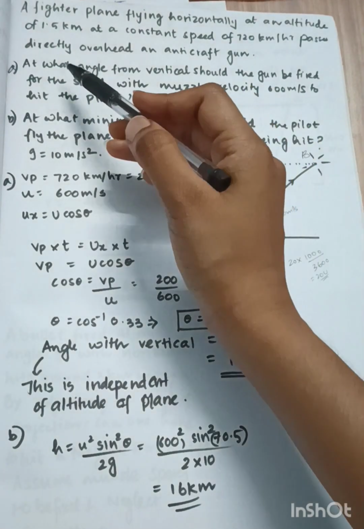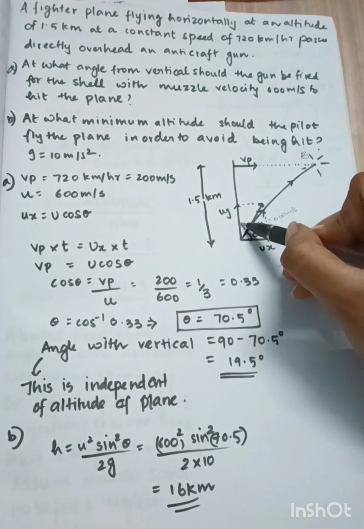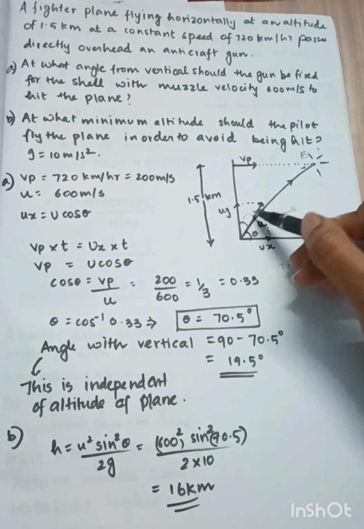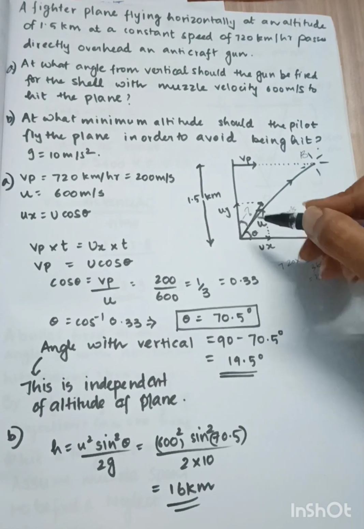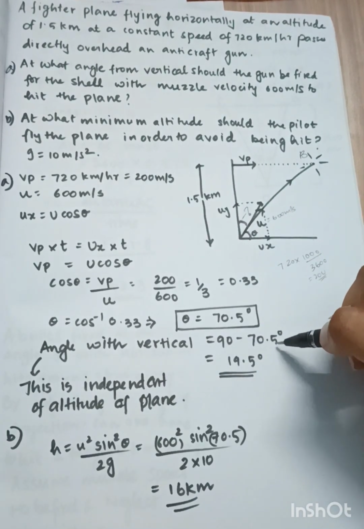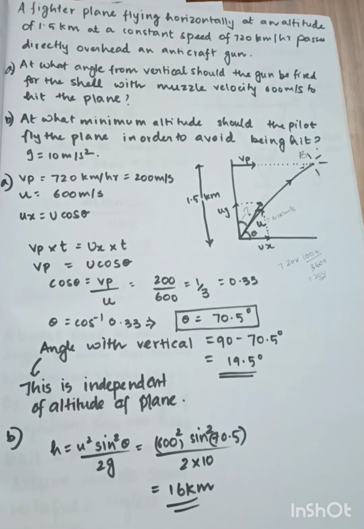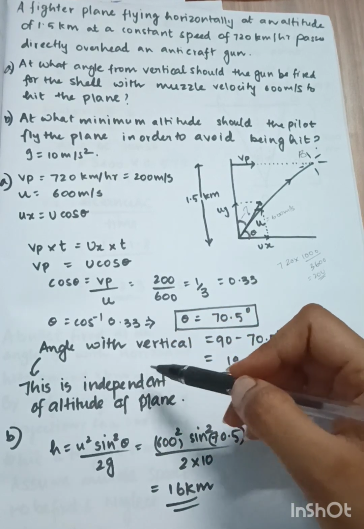But they are asking what is the angle with the vertical. So they are asking this angle. We have found this angle, but they are asking this angle. So if this is 70.5 degree, then this should be 90 minus 70.5 degree, that is 19.5 degree. And we can see this angle is independent of the altitude of the plane.